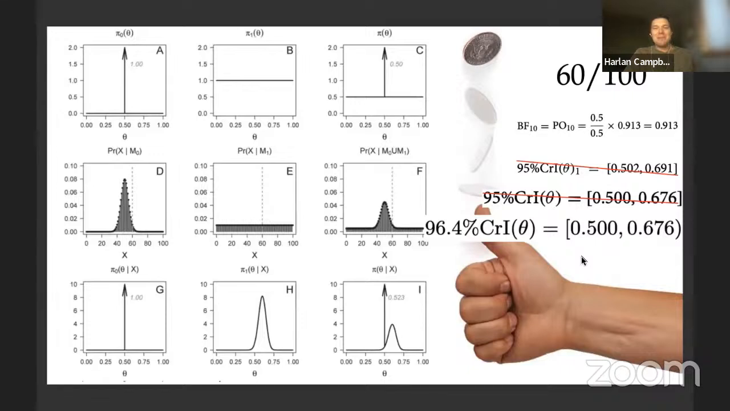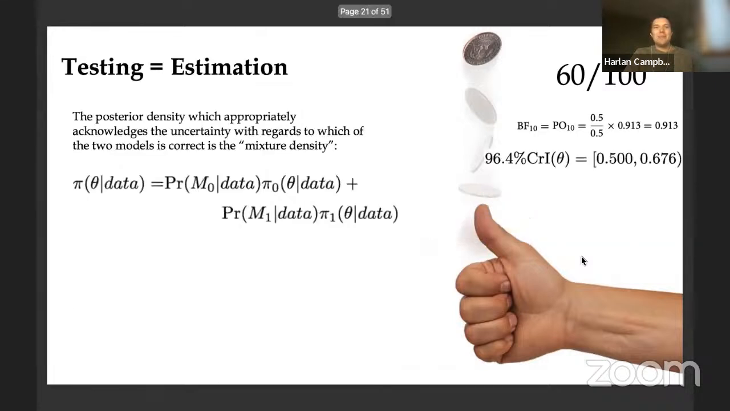And then we started thinking about this more, and that's how we ended up with the article that we're talking about today, the Bayesian Analysis paper. So as a starting point for this paper, we're of the opinion, and it's a good place to just start, that testing and estimation should be congruent with one another. They should arrive at the same conclusion. And in order for this to be the case, the appropriate posterior to consider that acknowledges the uncertainty with regards to which of the two models is correct is the mixture density here.